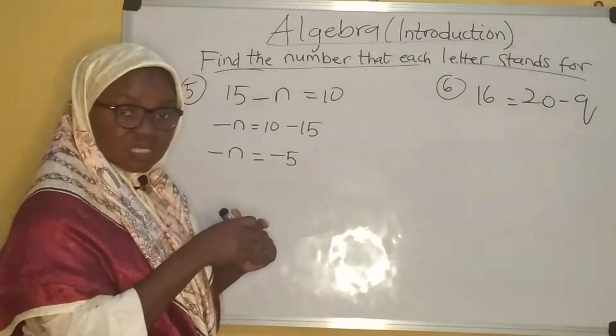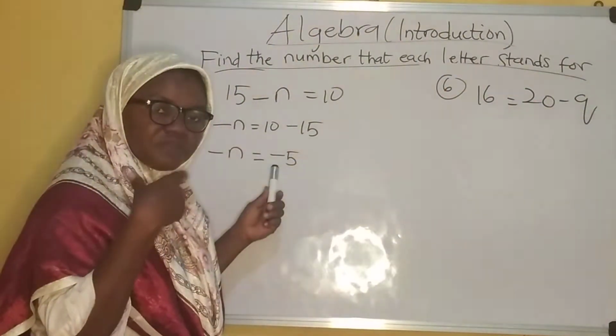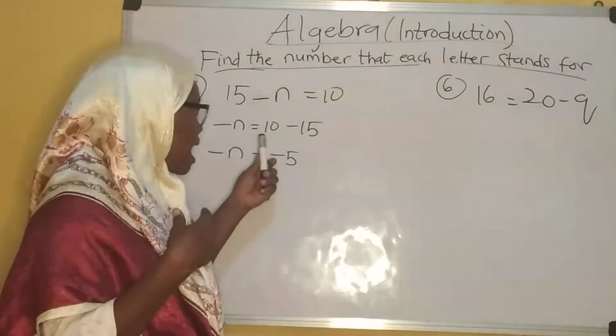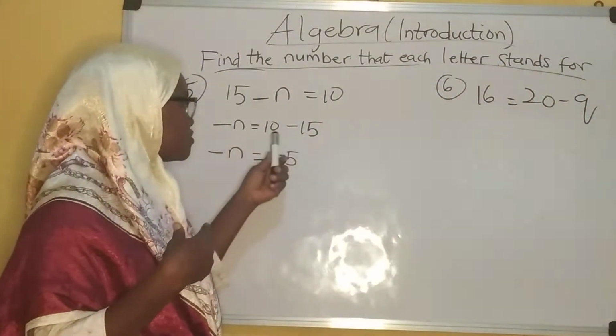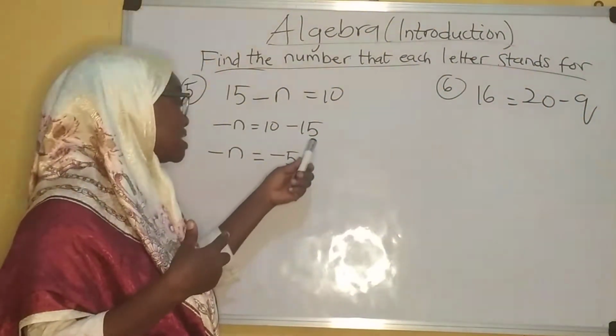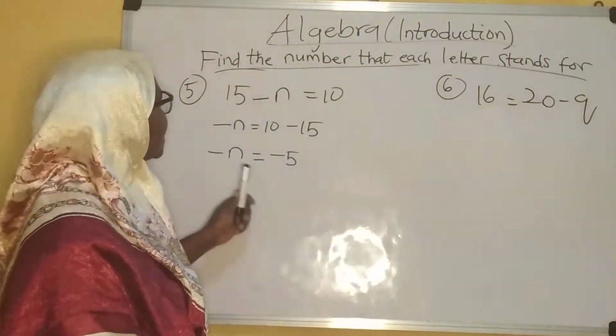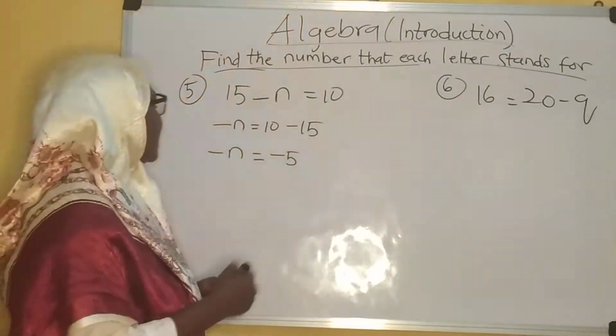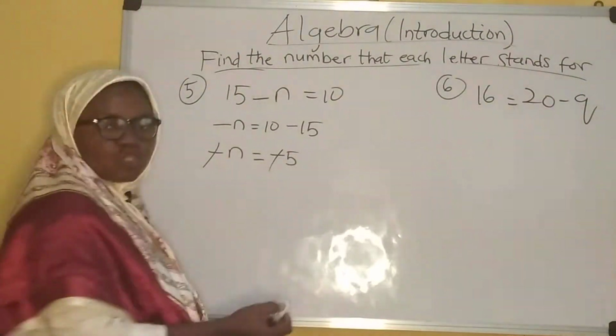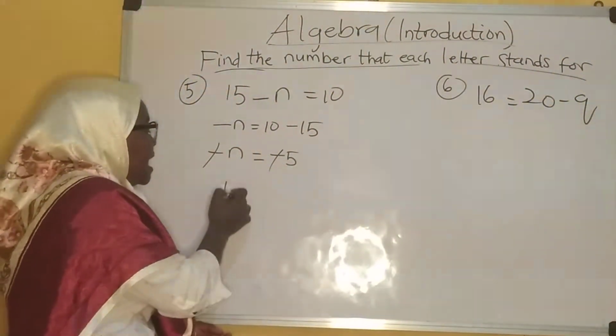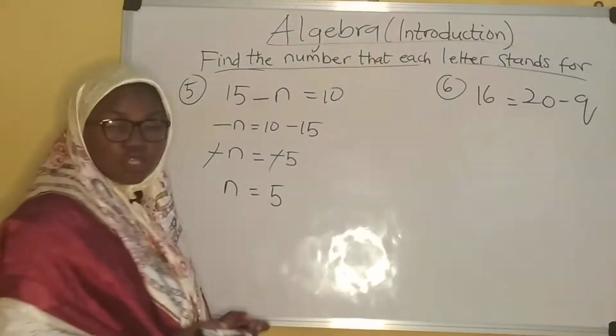For those of you that do not understand how we came across minus 5, please go back to the previous lesson to see how we actually subtracted a bigger number from a smaller number. Does that make sense? All right. So I have minus n equals minus 5. Like I said, the minus signs will negate each other. So what am I left with? I'm left with n equals 5. Does that make sense?